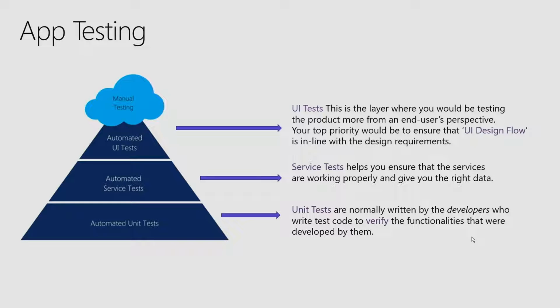Let's start with this nice testing pyramid. You can see that at the top there is some manual testing that should be performed on your application. Also, you as a developer can perform it. If you go down to the bottom, you see the automated unit tests that are also written by the developers. Somewhere in the middle, we have the automated service tests. So if your application is integrating some services, you must also test the services. And then we have the automated UI tests.